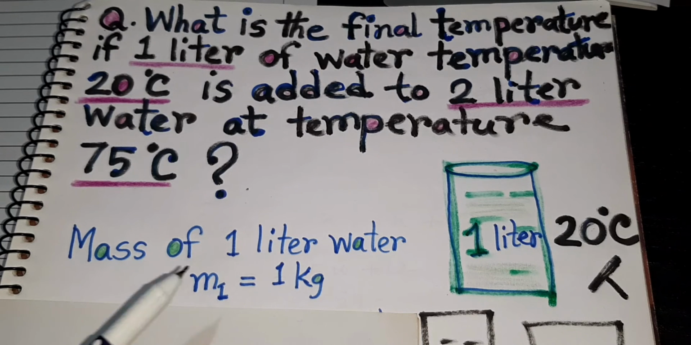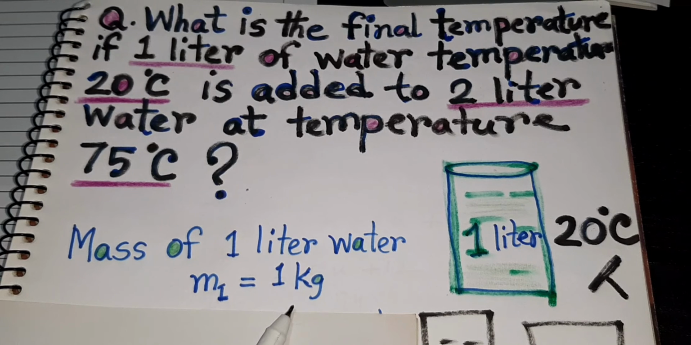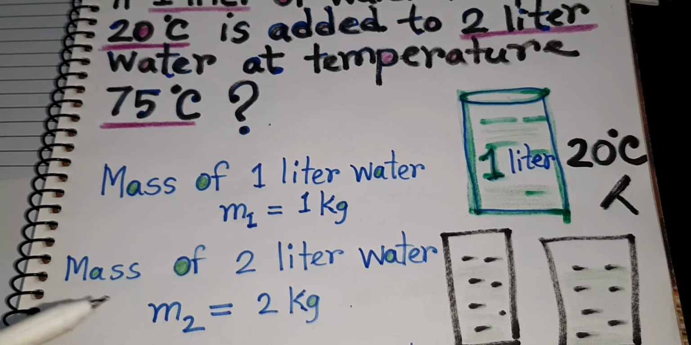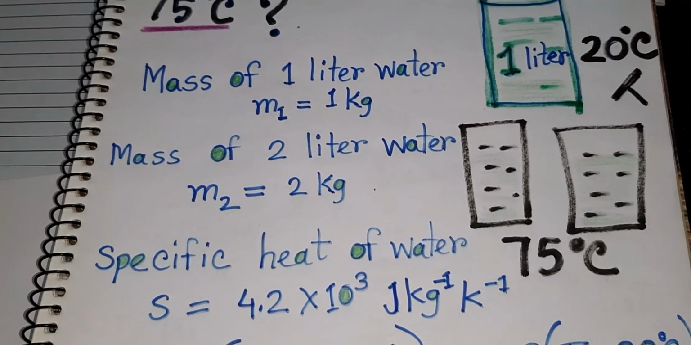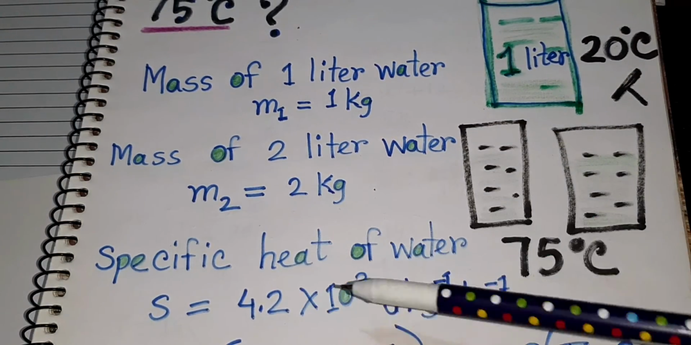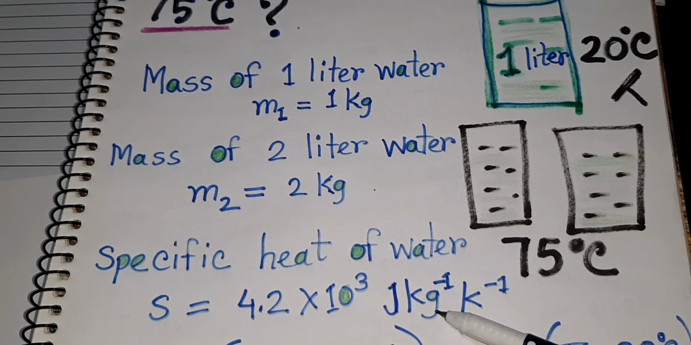So the mass of 1 liter of water is M1, 1 kilogram. And the mass of 2 liters of water is M2, 2 kilograms. The specific heat of water, S, we know, is 4.2 times 10 to the power 3 joule per kilogram per Kelvin.